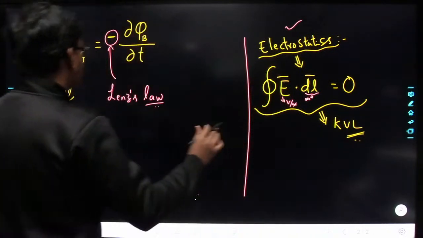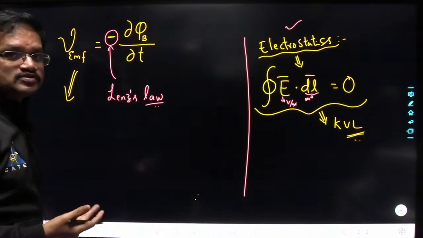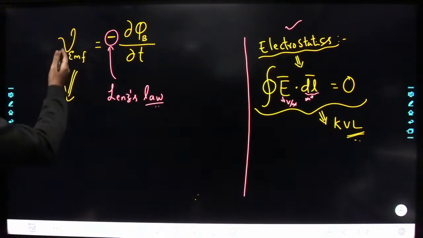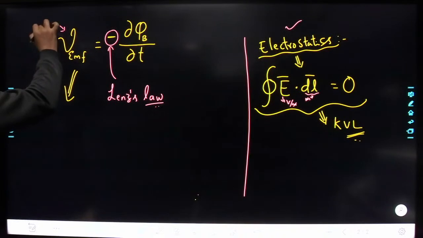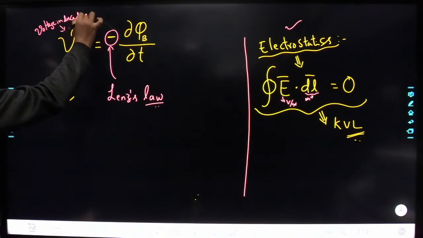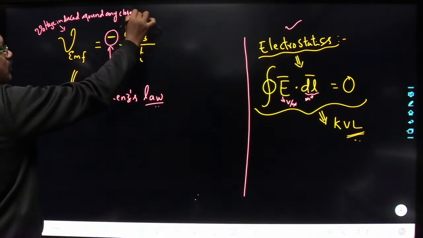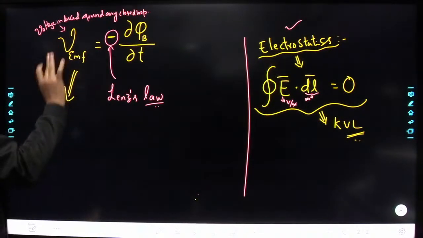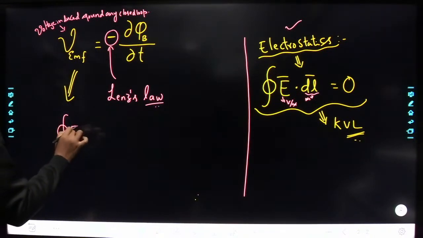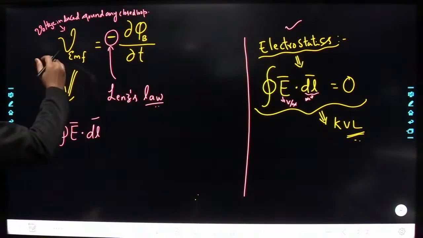Understood? So this VEMF, the induced EMF, we can represent in terms of electric field. EMF is nothing but the voltage induced around any closed loop. How can we represent the voltage around any closed loop? In terms of electric field, I can represent it as the circulation of electric field around any closed loop. In this manner I can represent induced EMF.